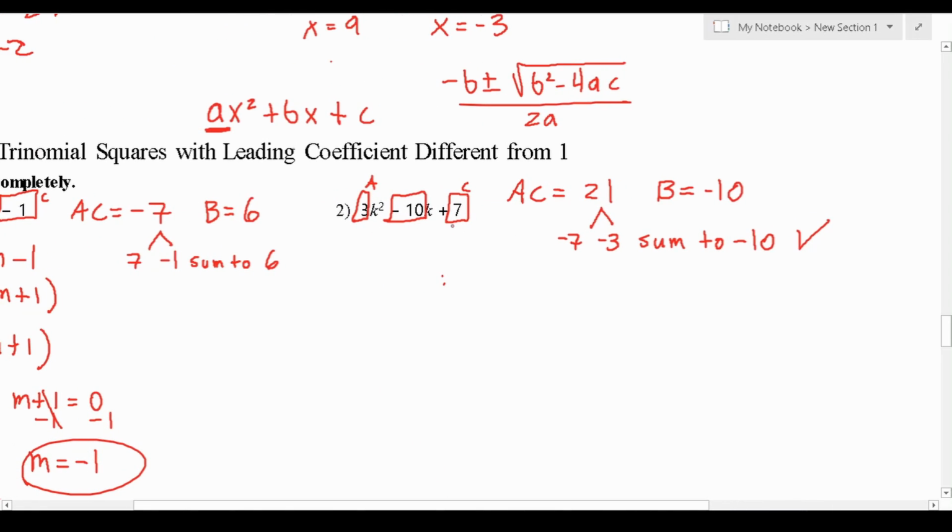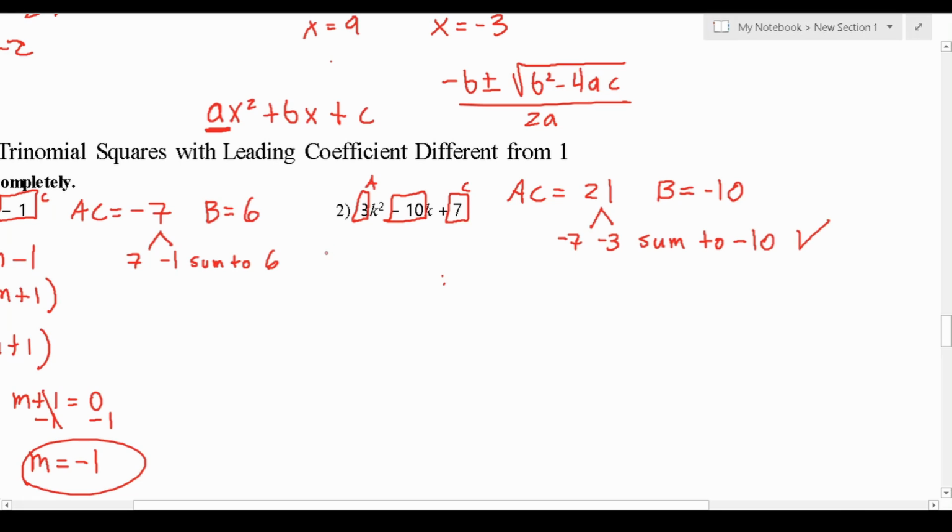More specifically, we're going to take these two factors and plug them in for this 10k. We're going to substitute them in for 10k. And we're going to do so in such a way that's going to make factoring by grouping very easy. So as you can see, I have a 3k here and a 7 here. So I'm going to try to rewrite this equation such that the 3's go with the 3 and the 7's with the 7. So let's go ahead and do that.